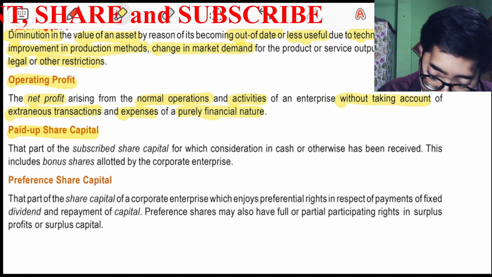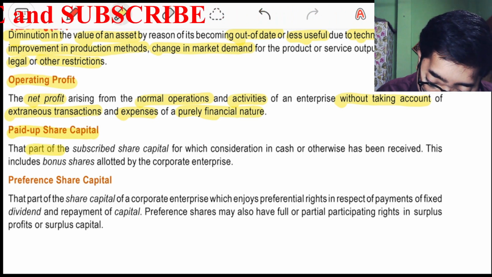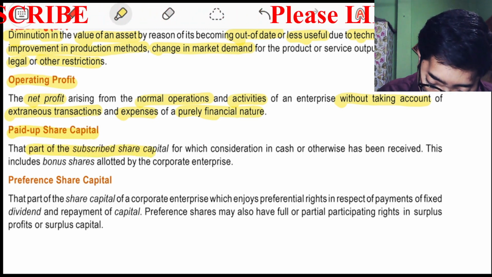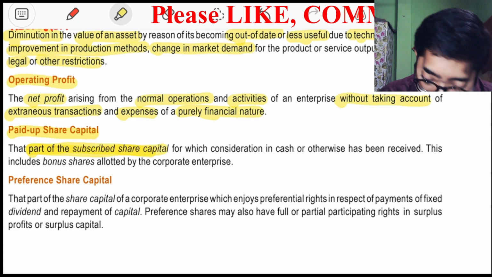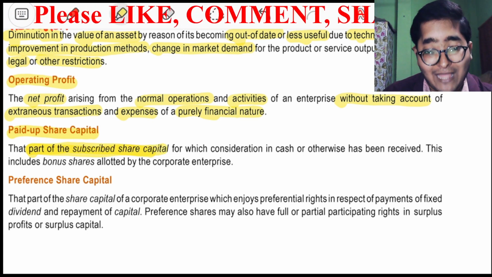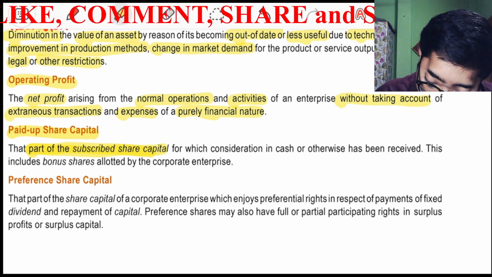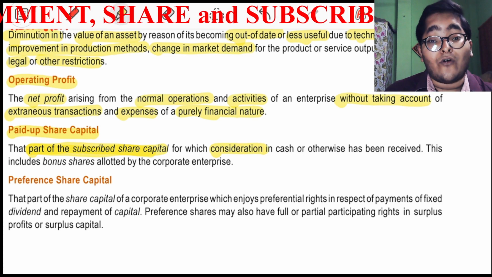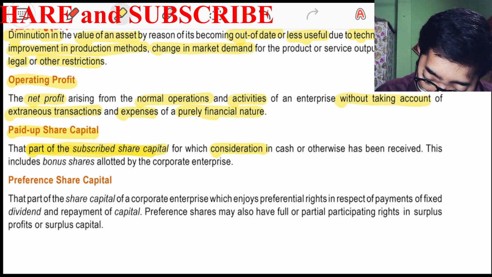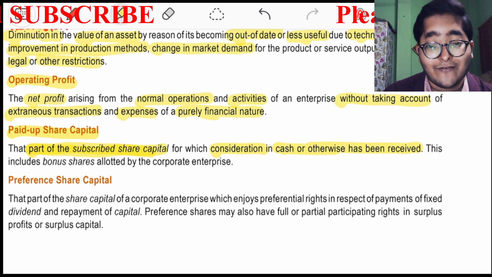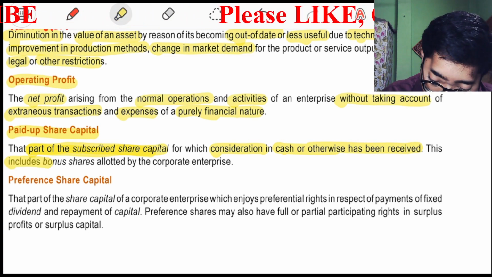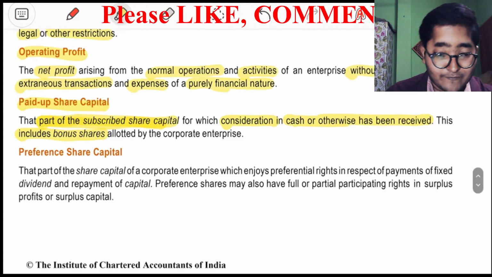So what is paid up share capital? It is a part of subscribed share capital. Paid up share capital is a part of subscribed share capital for which consideration in cash or otherwise has been received, and it includes bonus shares.